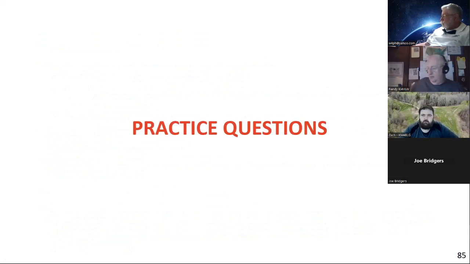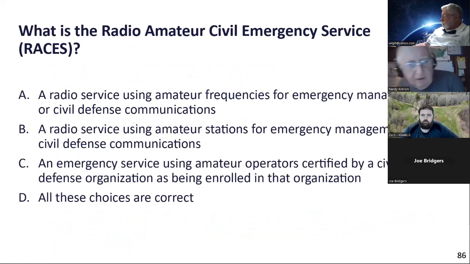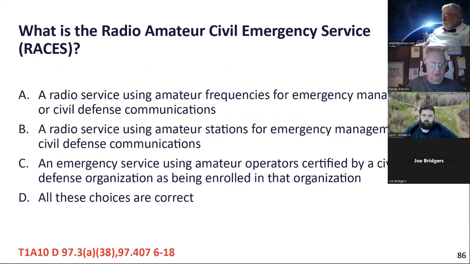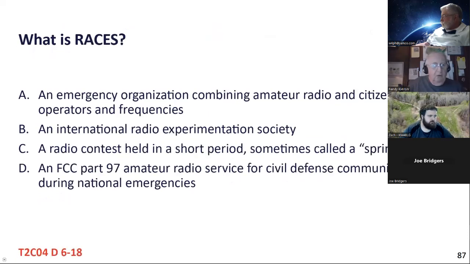Okay, time for more practice questions. What is the Radio Amateur Civil Emergency Service, RACES? A radio service using amateur frequencies for emergency management or civil defense. A radio service using amateur stations for emergency management. And basically it's D, all the above. I won't go into all that. What is RACES? That again is D, FCC Part 97, Amateur Radio Service for Civil Defense Communications during national emergencies.